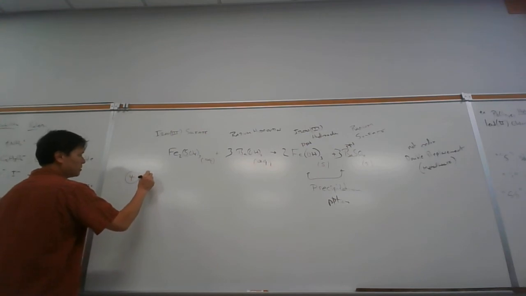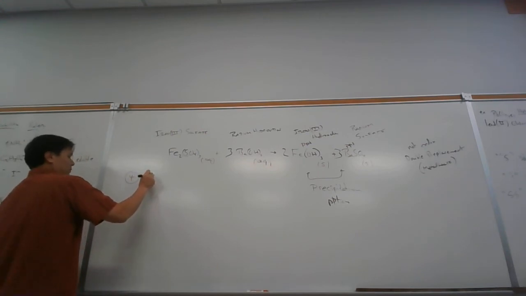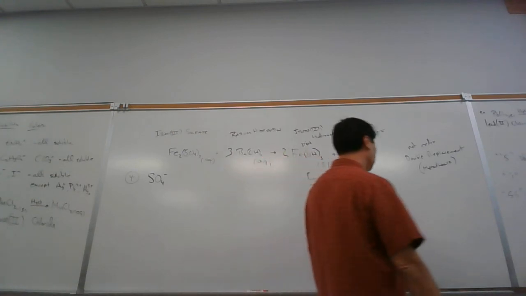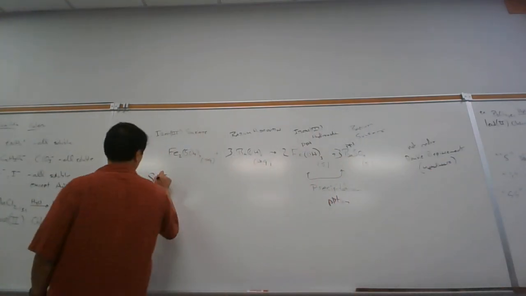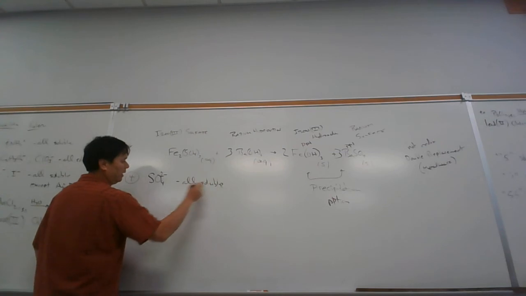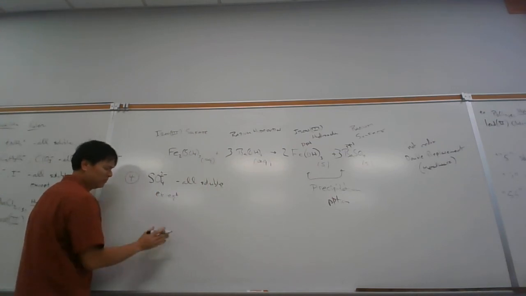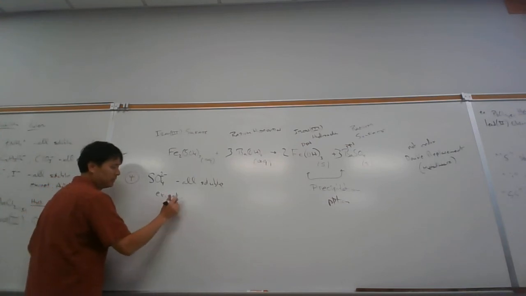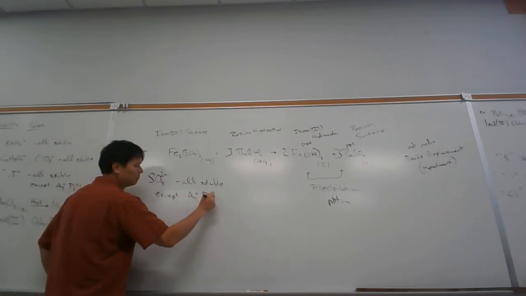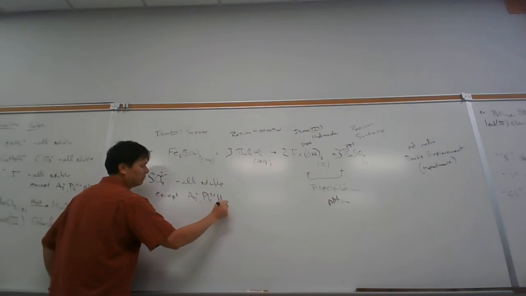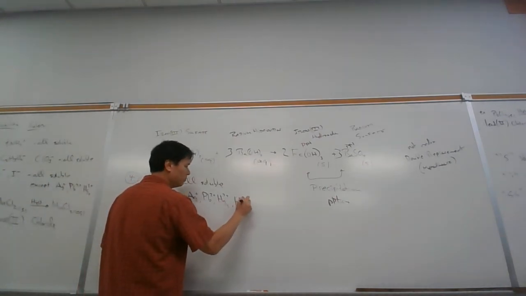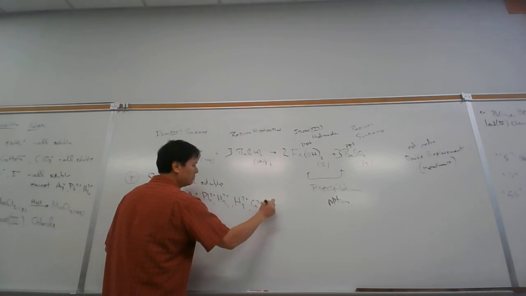Sulfates. What's the formula for sulfate? SO4 minus. SO4 usually 2 minus. Sulfates, these are all soluble, except, these are minor exceptions, which you aren't going to worry about. Except when paired with silver, lead 2, mercury 1, mercury 2, calcium, strontium, and barium.